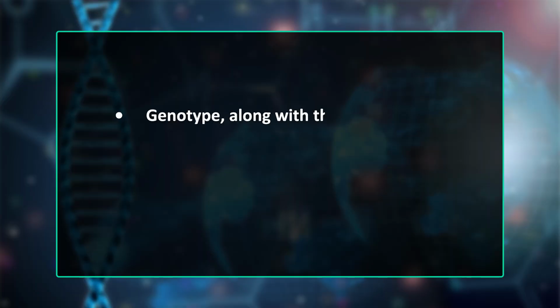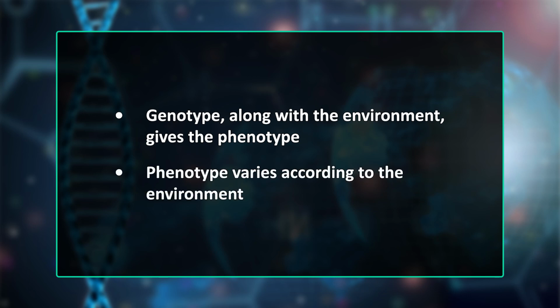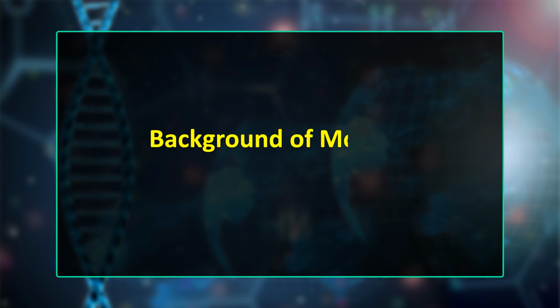So natural selection affects the genetic architecture of a population indirectly through the contribution of phenotypes. Genotype along with the environment gives the phenotype. The phenotype varies according to the environment. Now let's discuss the background of modern genetics first.